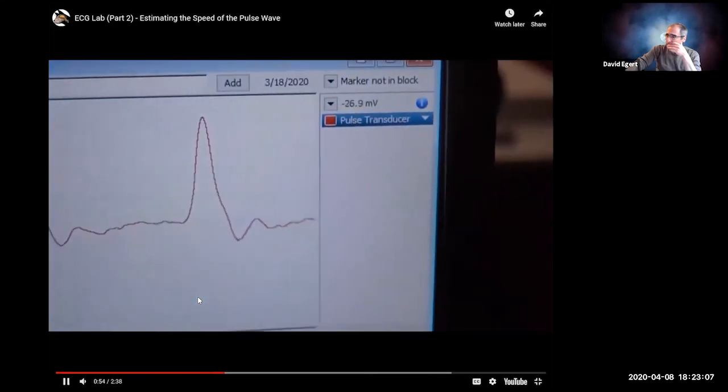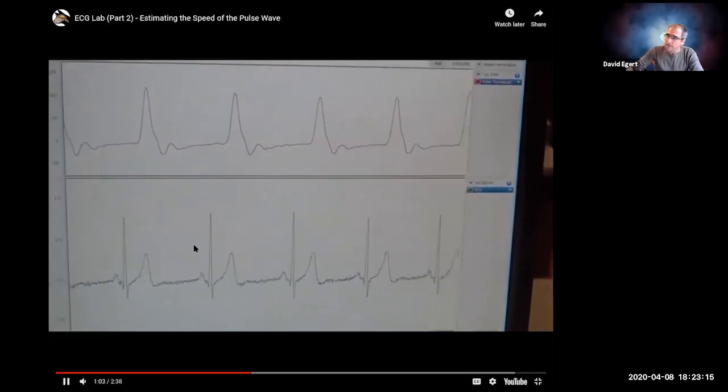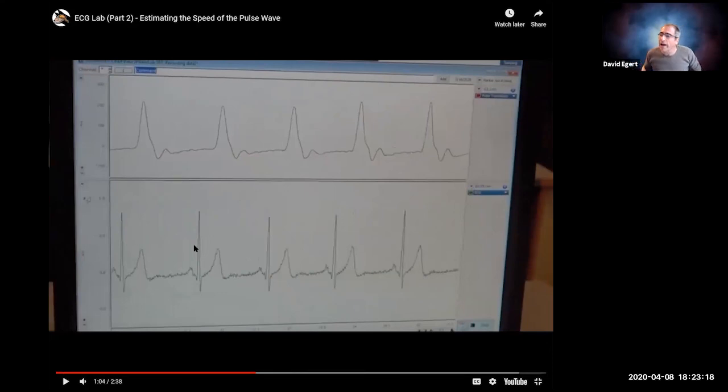Pulse transducer on the top, EKG on the bottom. Even though they look kind of similar, they're actually very different things. It's really important at this point that you understand how these are radically different things, even though they look pretty similar. They're the same rate. What is the EKG on the bottom measuring? What is the actual thing that is measured here? We mentioned it a few moments ago as well.